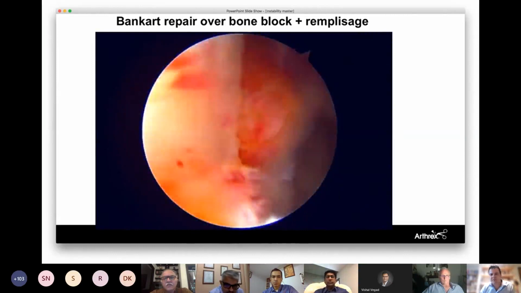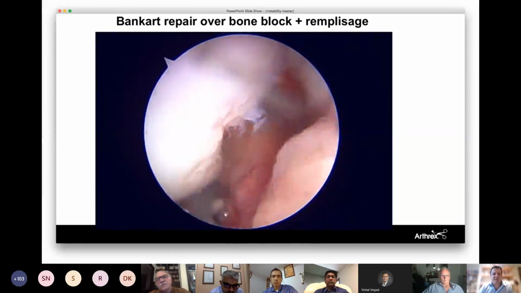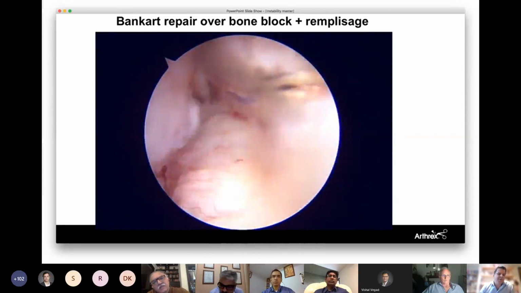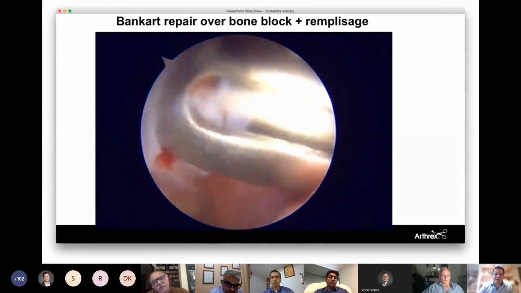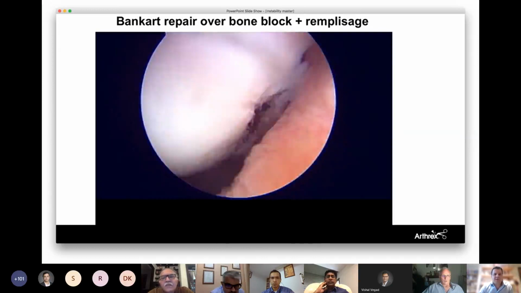So if I'm done with this, I still feel like maybe the shoulder is not completely centered. Then I do the remplissage. I refresh the Hill-Sachs lesion. Then I use 3.9 knotless Corkscrew. Insert it. Two. And then I just pass them in a mattress configuration into each other. So you see here, as you do with Pasta lesions. So just pass them into each other and then tighten it up. So then it really has a nice remplissage here. So that was it.